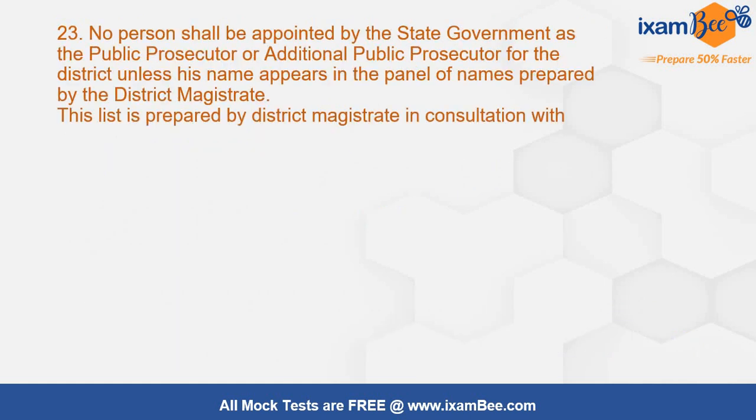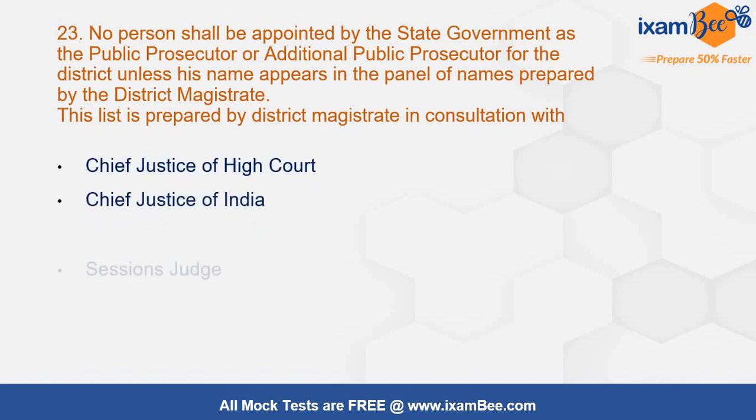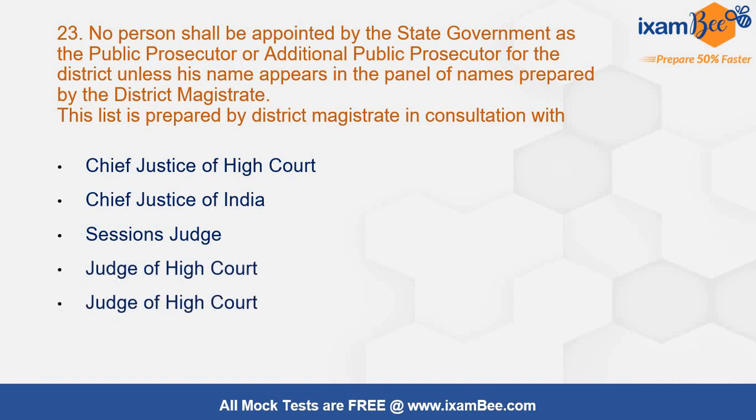No person shall be appointed by the state government as a public prosecutor or additional public prosecutor for the district unless his name appears in the panel of names prepared by the district magistrate. This list is prepared by district magistrate in consultation with Chief Justice of High Court, Chief Justice of India, Sessions Judge, Judge of the High Court, and the correct answer is D. That is section 24 of CRPC is talking about it. That list has to be prepared with the consultation of Judge of the High Court only.